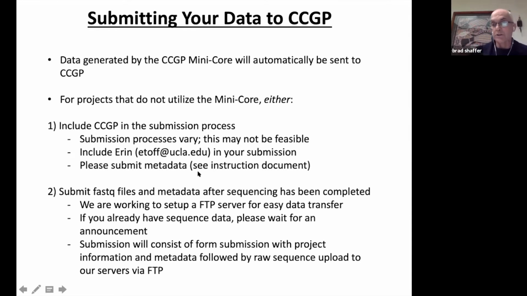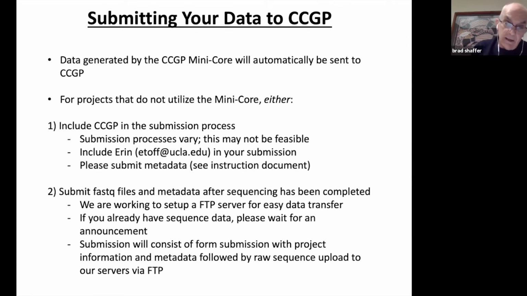Not all cores allow you to do that, and you should check with your core and see if you can. If you can, it's the easiest for everybody. And then the only other thing you need to do is submit a metadata form. We have a very extensive, about 10-page document that outlines everything I'm talking about here in excruciating detail, and that includes a hot link to that metadata submission form. And please use it, okay?